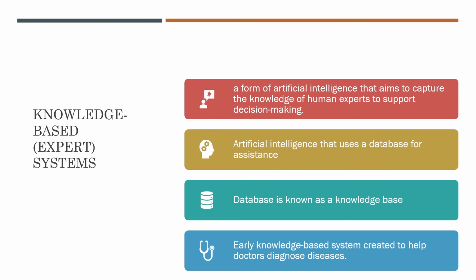Secondly, I will discuss knowledge-based systems. A knowledge-based system is a form of artificial intelligence that aims to capture the knowledge of human experts to support decision making. This means it can collect a lot of information, then help users make the right decisions. It is artificial intelligence that uses a base of data for assistance, and this base data is also known as a knowledge base. The earliest knowledge-based systems were created to help doctors diagnose disease.